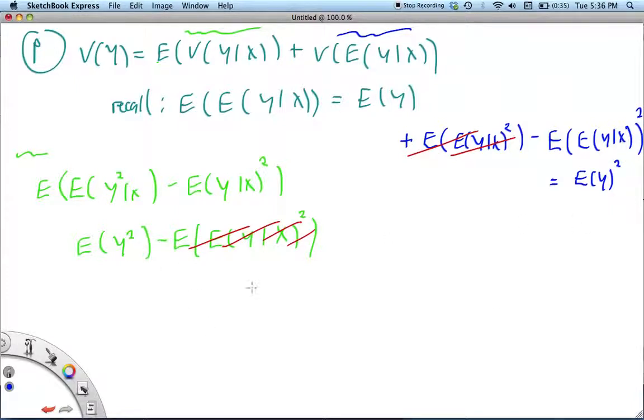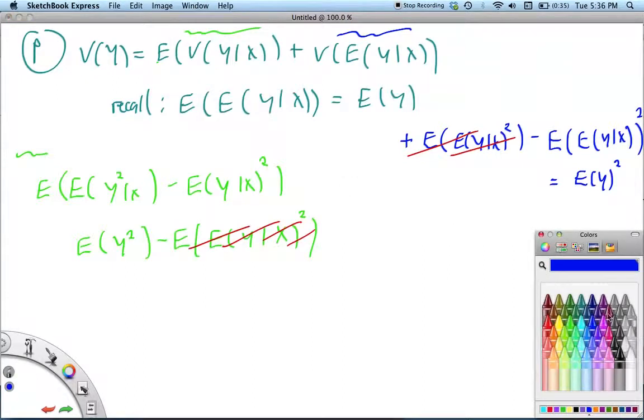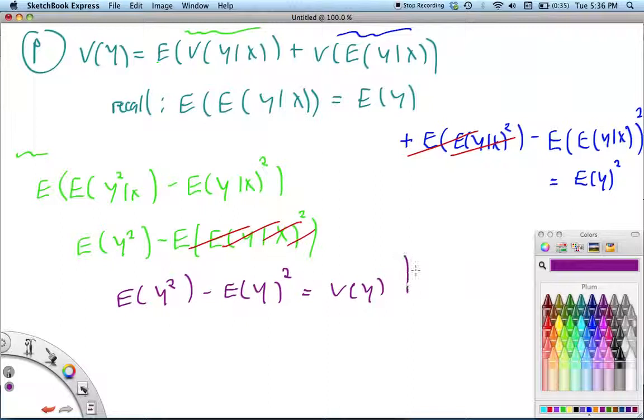So if you look at the terms that we're left with, here maybe I should do a more celebratory color. Plum is pretty celebratory. So we collect what we have left, and we have the expected value of y squared minus the expected value of y, squared, but that's equal to the variance of y, which is what we were after.